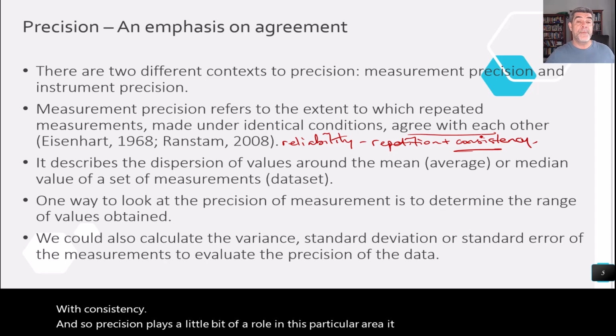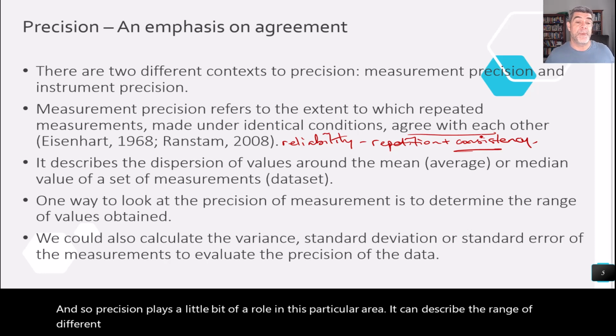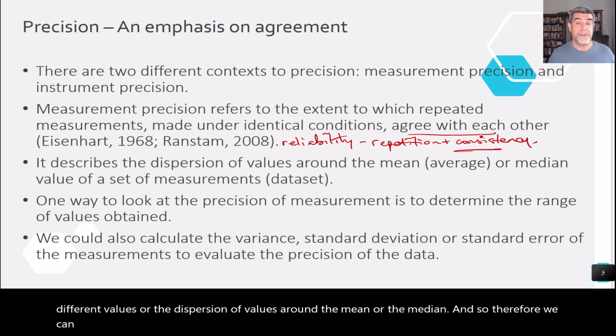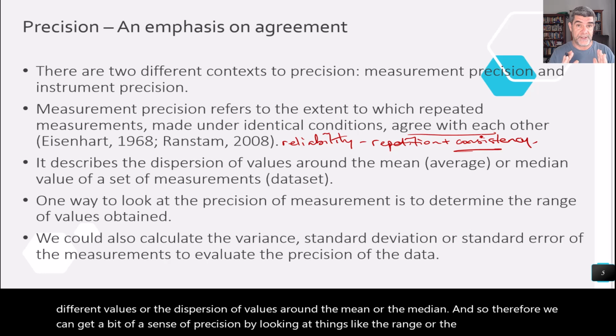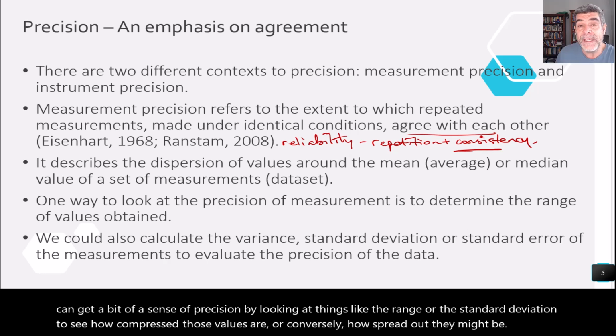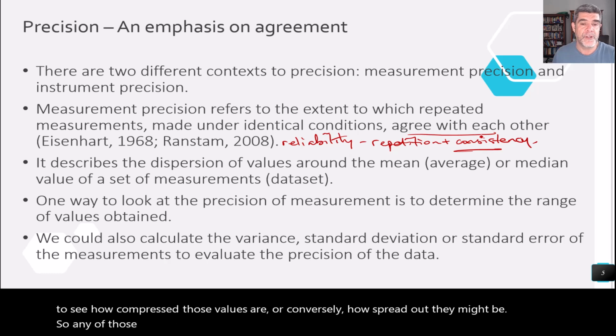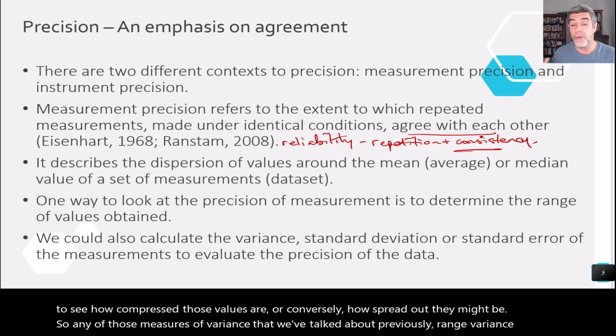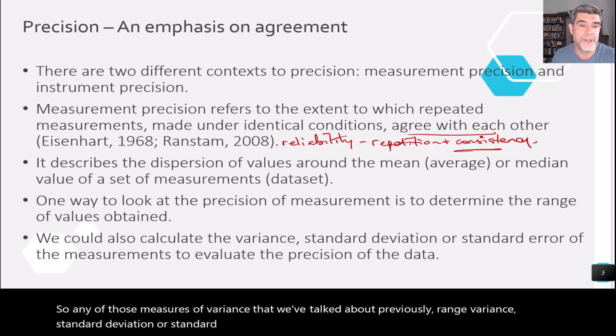It can describe the range of different values or the dispersion of values around the mean or the median. And so therefore we can get a bit of a sense of precision by looking at things like the range or the standard deviation to see how compressed those values are, or conversely how spread out they might be. So any of those measures of variance that we've talked about previously, range, variance, standard deviation, or standard error, can all be used to evaluate how precise your data is.